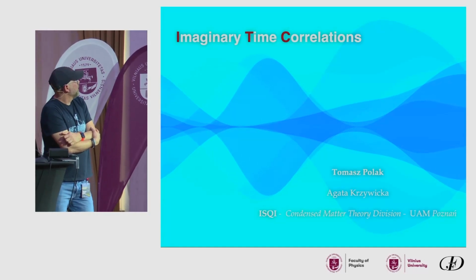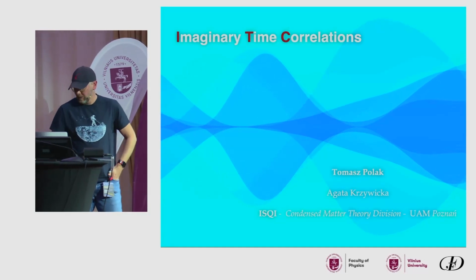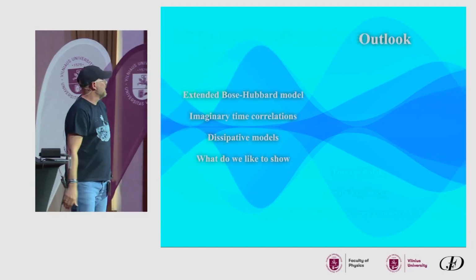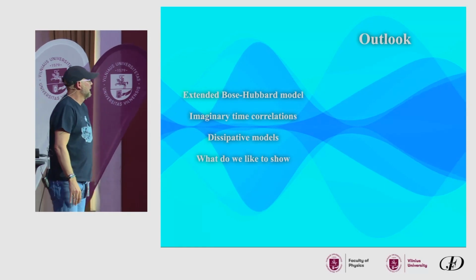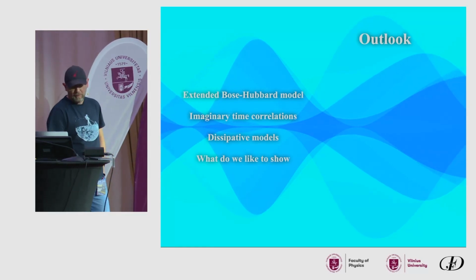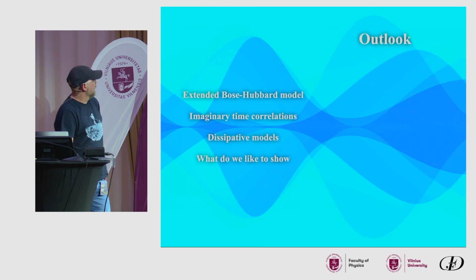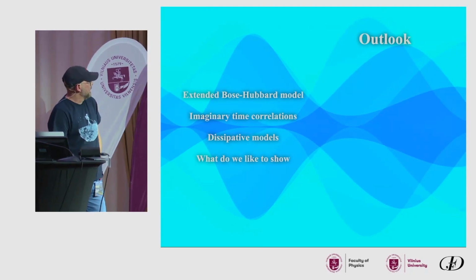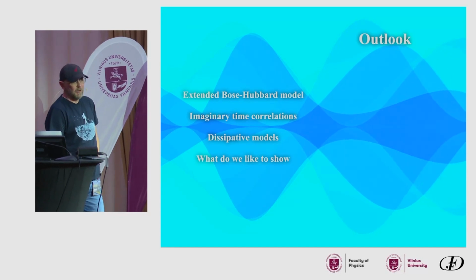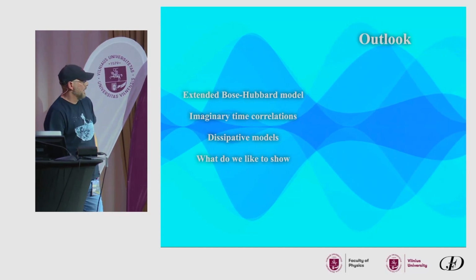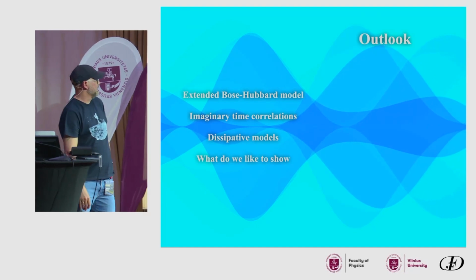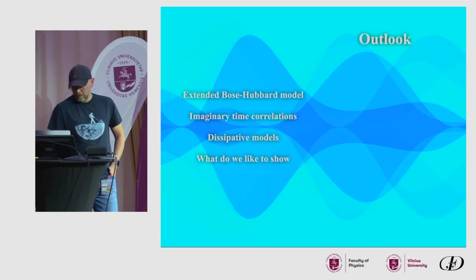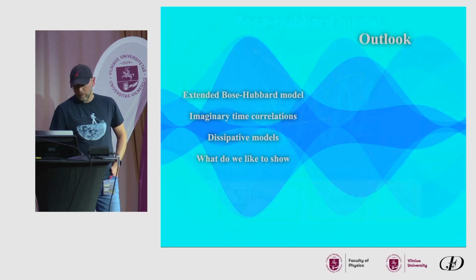I will try to tell you about the imaginary time correlations. It's about the work that was done with my PhD student. And this is the outlook. I will tell you about the extended Bose-Hubbard Hamiltonian. After that, I introduce the imaginary time correlations, how they look, how they appear naturally in some contexts, and how they are connected with the dissipative models. And at the end, I will show you the results.